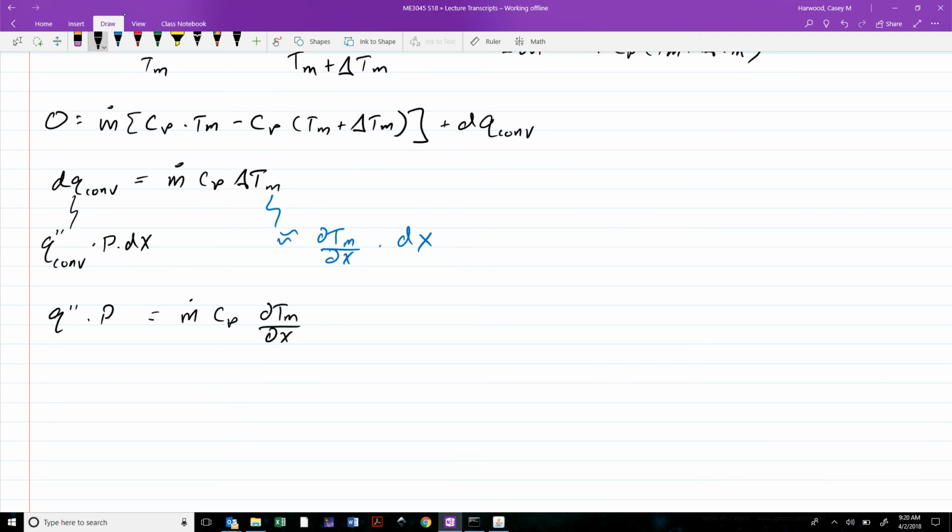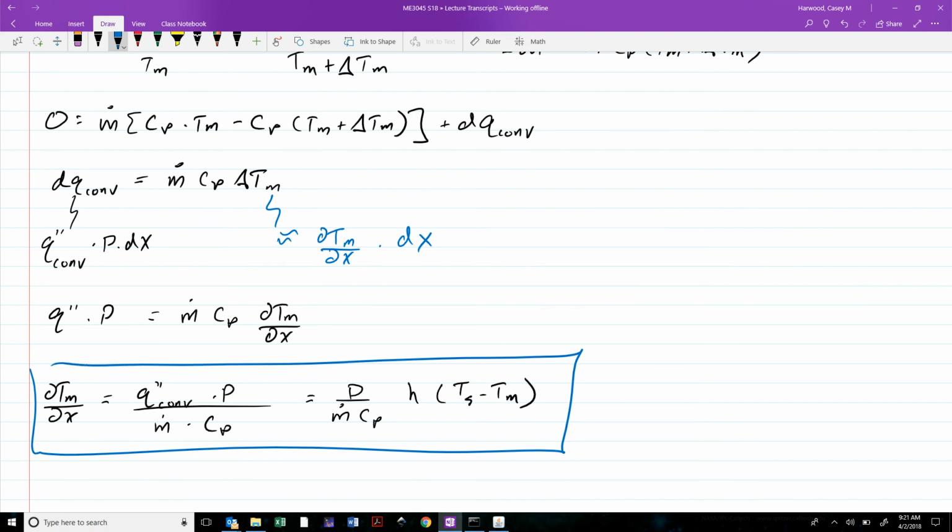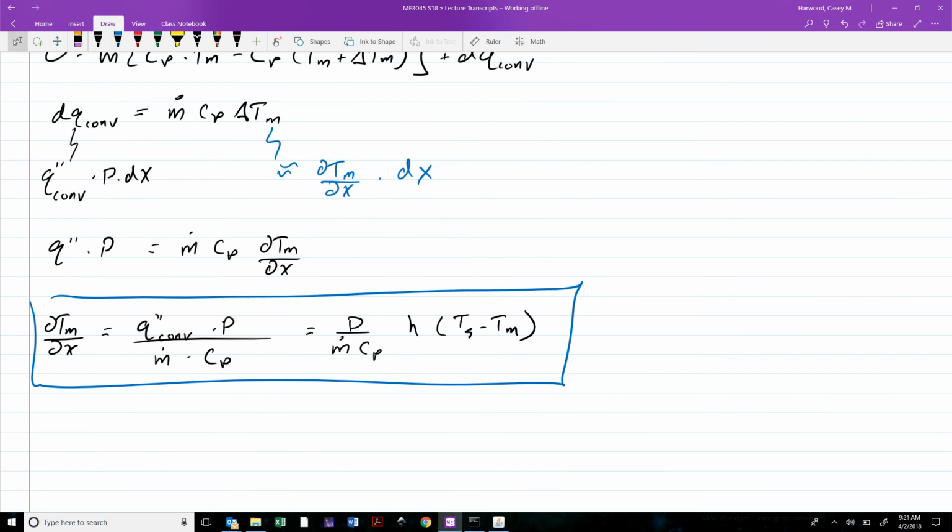This leaves us with the governing equation dTm/dx is equal to q convection times P over m dot times Cp, or if we plugged in Newton's law of cooling, P over m dot Cp times h times Ts minus Tm. All right, so we're going to leave it off there. I'll leave this up on the board so you can finish copying down this expression, and we'll start talking about how to apply this as well as do a couple of examples first thing on Wednesday.